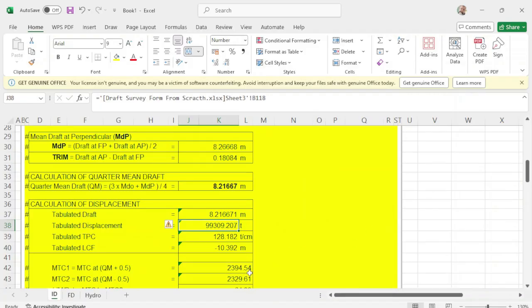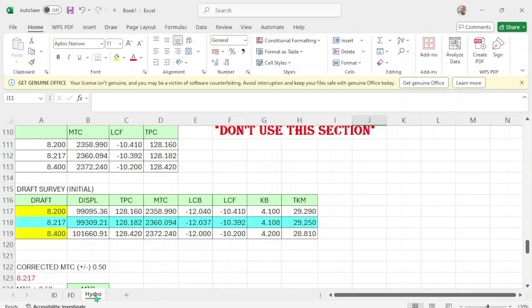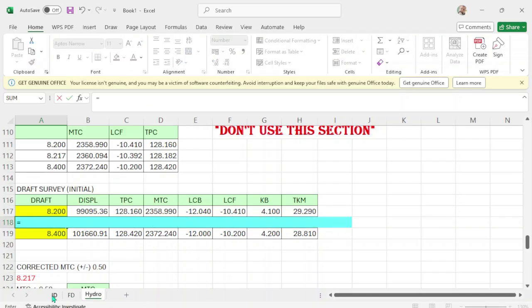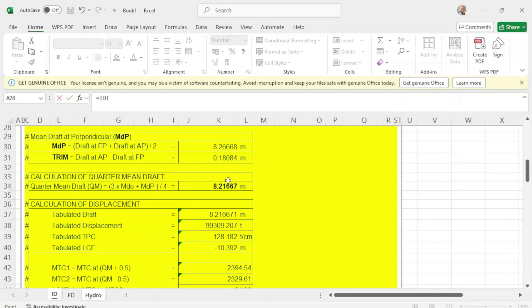So what you do, okay, this one. You go to hydrostatic. I'm sorry, guys. I repeat. Since this is your initial draft, you click this equals. Take note, guys. For example, this is 0. You put this equals. Then you go to your initial draft. Look for the quarter mean. This is the quarter mean or tabulated mean. I just press this one and you push enter.